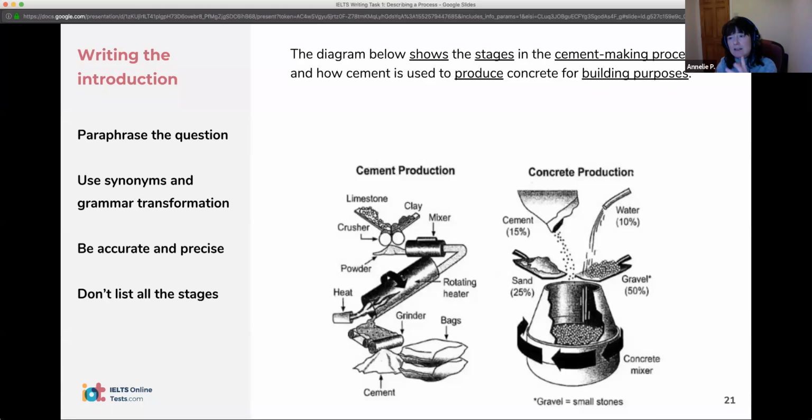So let's have a look how we can do that. The diagram, we don't need to change because that's just what it is. So what can we use instead of shows? Very good. Manjuba illustrates, Brad depicts, or presents. We've gone with illustrates. Outlines, that's very nice, Pi. Illustrates the, rather than using stages, we could use steps, very good. That's the best word that you can use there for stages. Involved in cement.